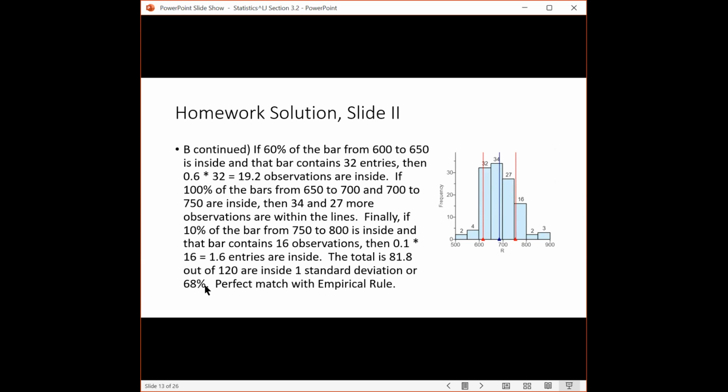So this is the actual amount, not using the empirical rule. This is the actual amount that we got by estimating, and it is 68%. And the empirical rule says that we should get what within one standard deviation? 68%. And so it is a perfect match. Okay, so the empirical rule did a fantastic job with this homework problem.